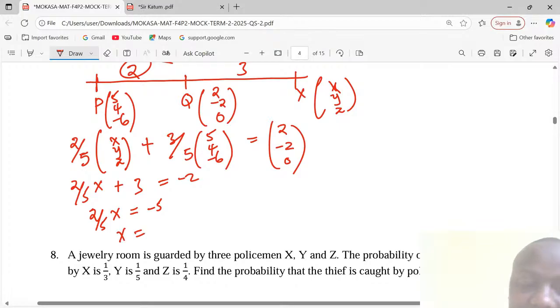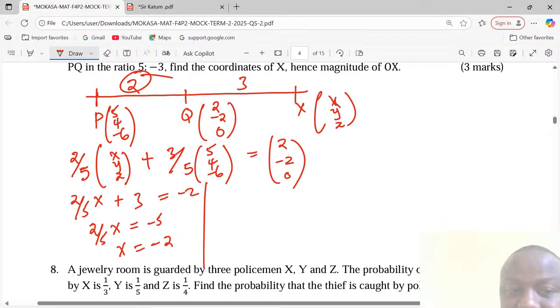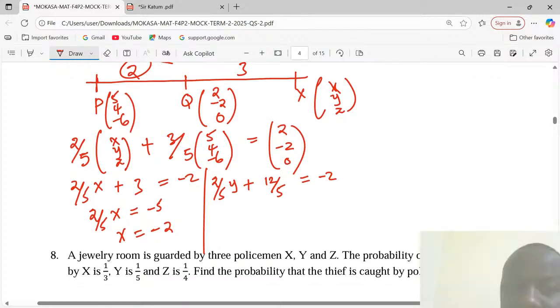How will you remain with x? You multiply by 5/2, and this will give us -2. So the value of x is -2. Okay, that was x. So we now proceed to y. 2 out of 5, the value of y, plus 3/5 multiplied by 4. That becomes 12/5, then equals -2. That is according to the y components.